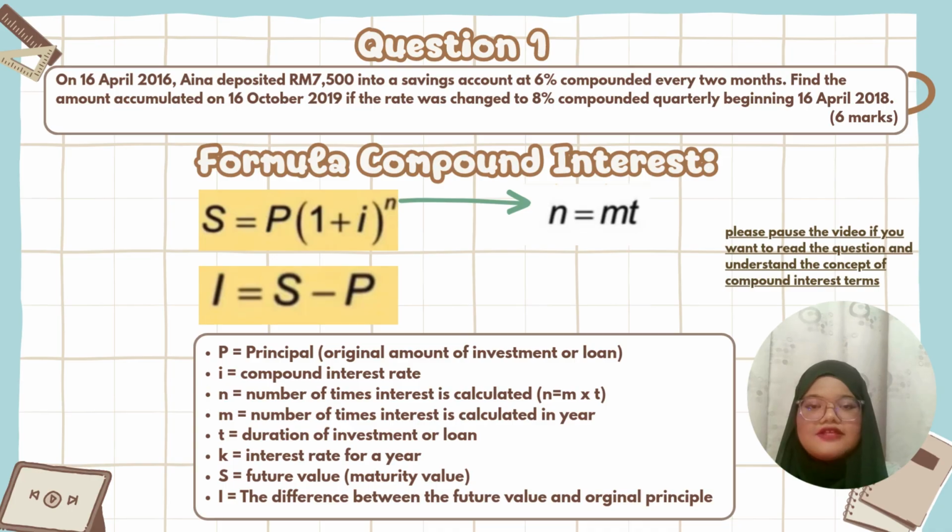Now I will explain the first question from part A. Please pause the video if you want to read the question. Based on the question, there is a compound interest problem where the interest rate and compounded frequency change over the investment period. The problem we have to find is the accumulated amount at 16 October 2019. Firstly, we need to understand the compound interest formula and important terms.